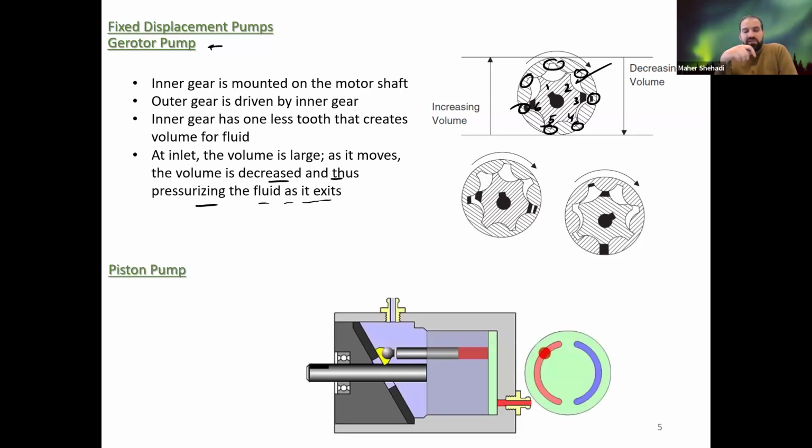The third type, we have the piston pump. What we see here is an axial, that's the axial piston pump. From the name, axial means the pistons are moving axially. So what happens is, this is called the swash plate.